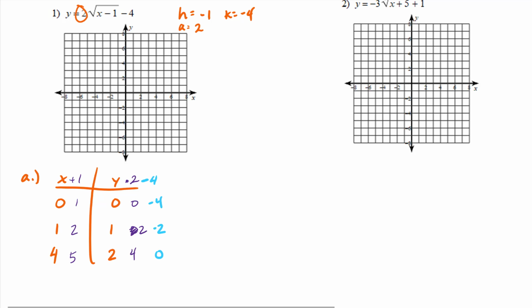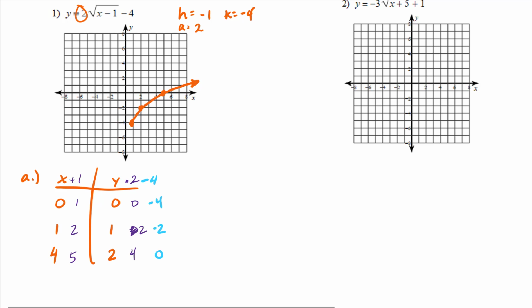The first point is 1, -4, that's right here. And then we have 2, -2, and 5, 0. And I remember that shape that I drew before. It's going to be a nice smooth curve, but it's going to be moving up and to the right. So there's the sketch of the graph.